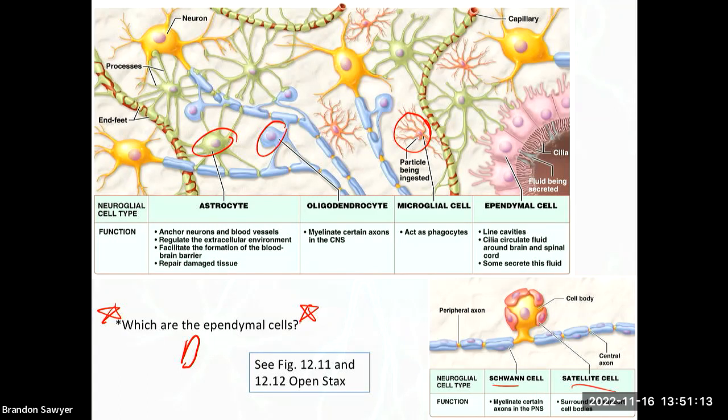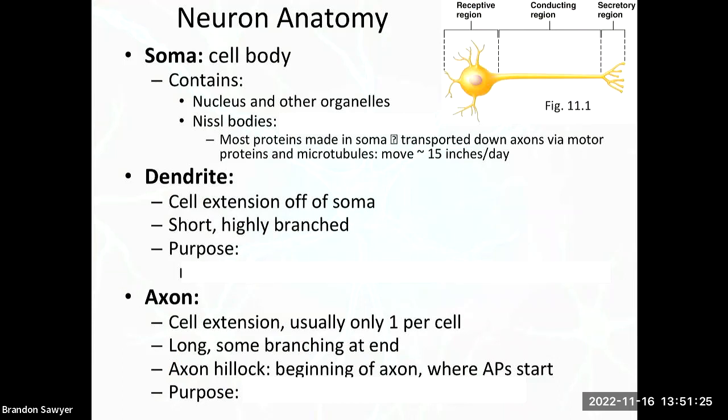Okay, so the vast majority of our nervous system is neurons, right? But we also have all these other cells that do help support the neurons and play some other functions for us. Okay, well, let's talk about the neurons then. Okay, so neurons have three primary regions to them. Okay, the first is the soma, that's the cell body.